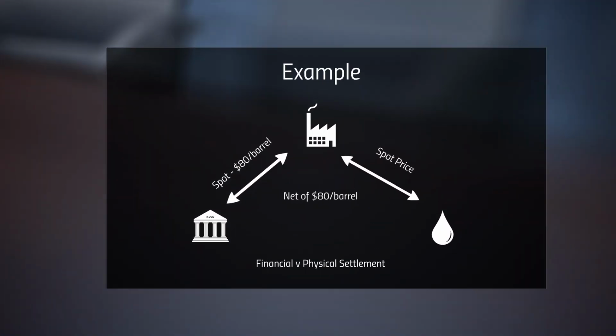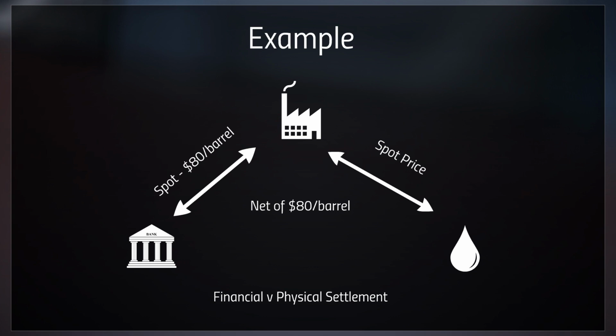So we can enter into a commodity swap in which we agree to buy oil at $80 a barrel for 1,000 barrels for the next few years. And this is going to be a financial settlement. So we're just going to pay or receive the dollar difference between the spot price and this $80 a barrel price that we've locked in our swap contract. So we continue to buy oil on the market, but we're going to be offsetting that with our swap contract.